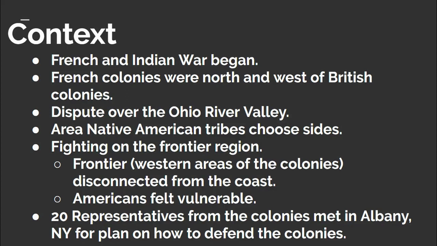Focusing just on the North American aspect of the conflict, the two empires disputed the claims over the Ohio River Valley, which lay west of the Appalachian Mountains. A lot of fighting would occur in the frontier region. For Americans, this meant the western, rural, and fairly unprotected areas of their colonies. American colonists felt vulnerable, so colonial leaders wanted to devise a plan to better protect their western frontier regions, and Ben Franklin and others met in Albany, New York to come up with a solution.